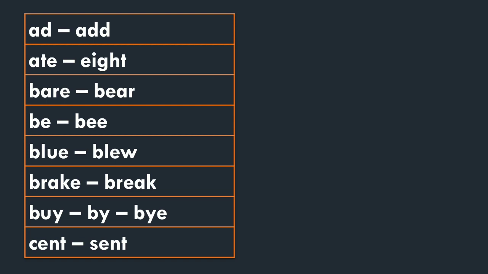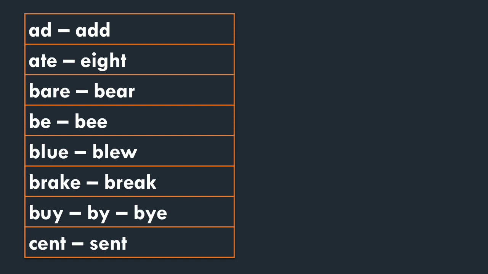Next is cent, C-E-N-T, S-E-N-T, cent. So C-E-N-T, cent, it's the unit of currency in Europe and in America. It's the 1% of the major currency. The smaller one is the cent and the larger one is the dollar. So 1% of that currency is called cent, C-E-N-T, and S-E-N-T is the past form of S-E-N-D. Send is the verb.